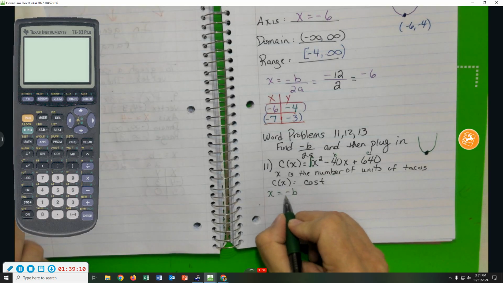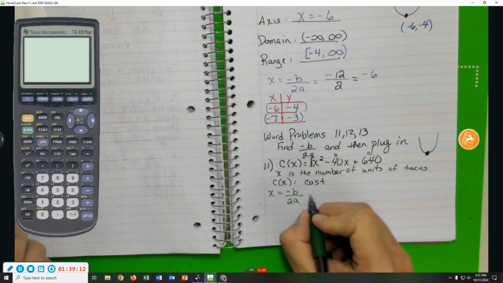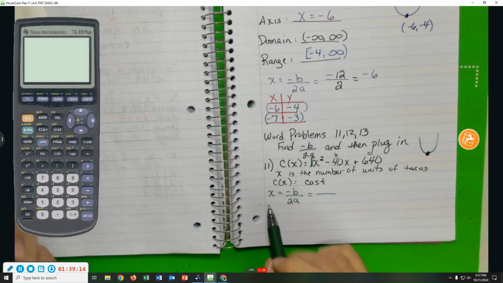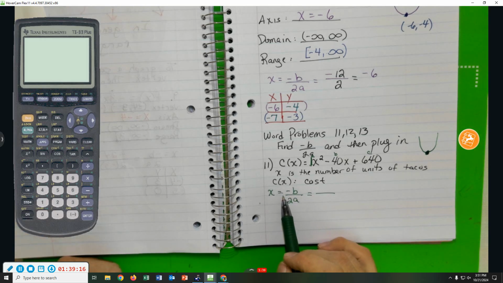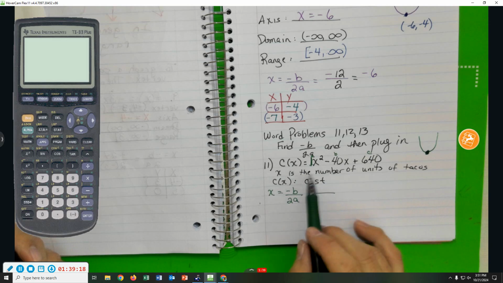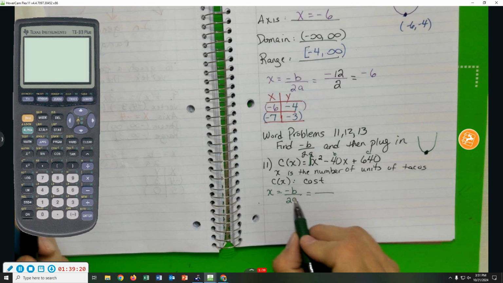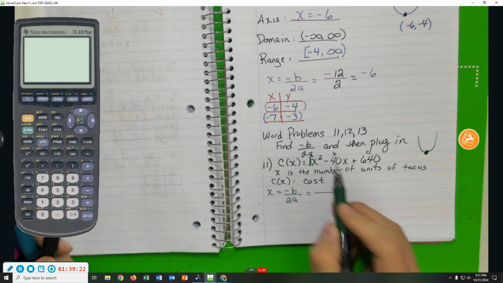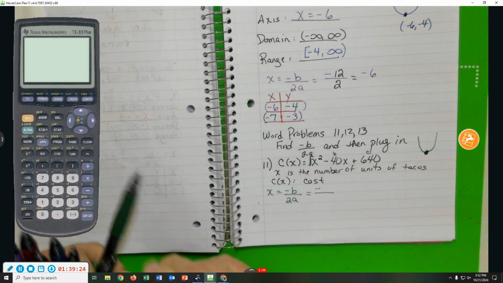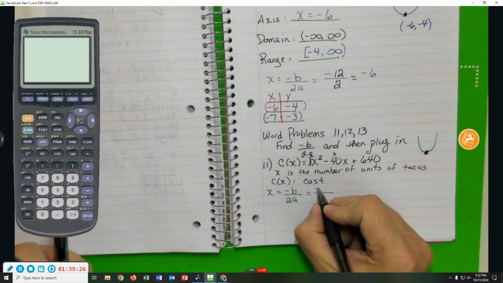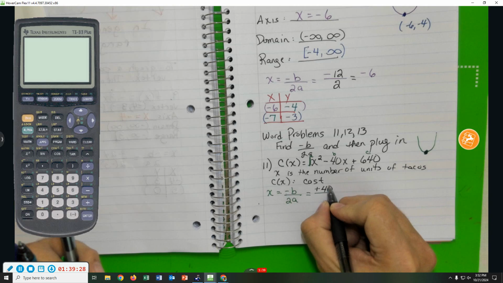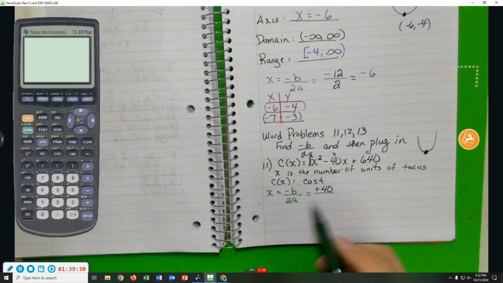So I'm going to find that x coordinate of the vertex, and so I'll be finding the number of units of tacos: minus b. b is a negative 40, so we have negative, negative, so that's a positive 40. And what's a?